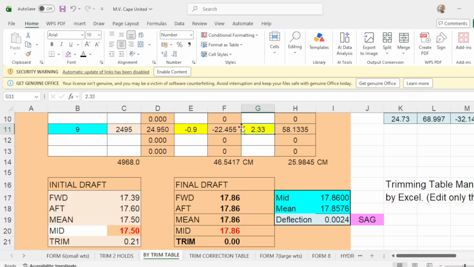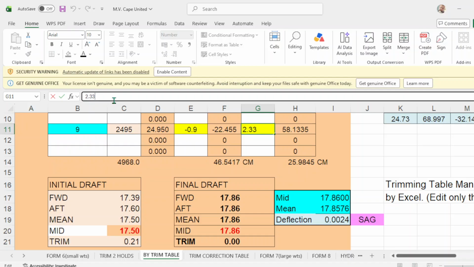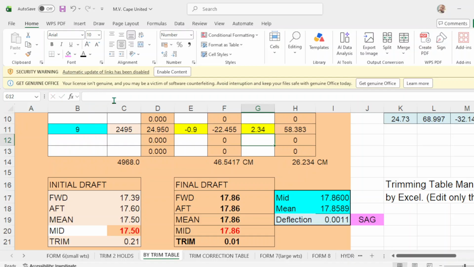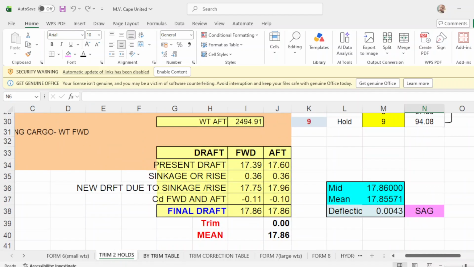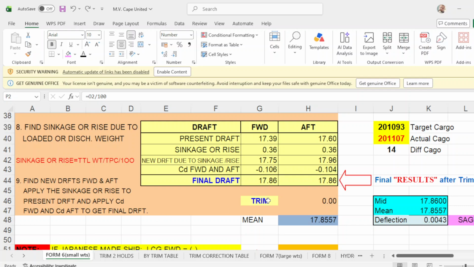We make this 3-4. What happens? 3-4. No, you're trimmed by the stern. So you make it 3-3. So that's it. Okay. So this is your by trim table, 1, 2 holds, and number 6, 3. So our next will be form number 7.